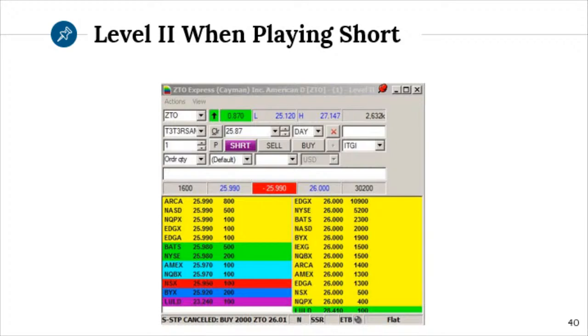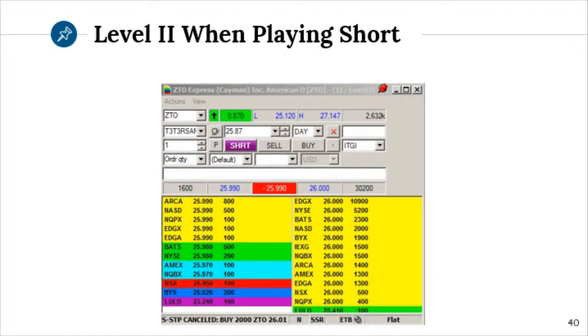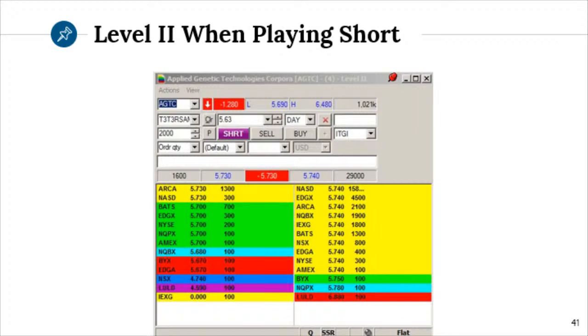Short the bid. Really strong offer, 30,000 shares. Sometimes we see 300,000. And then 1,600 shares on the bid. Here's a $5 stock. This was a $26 stock, $5 stock, $6 stock. 29,000 shares on the offer, only 1,600 shares on the bid, and the stock is weak. Stock is in a downtrend.